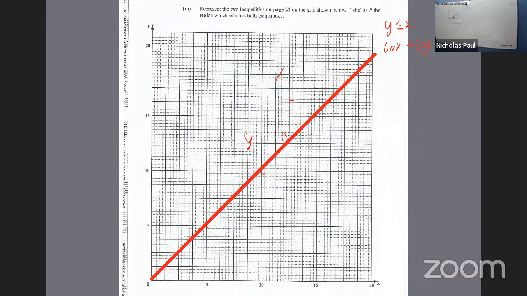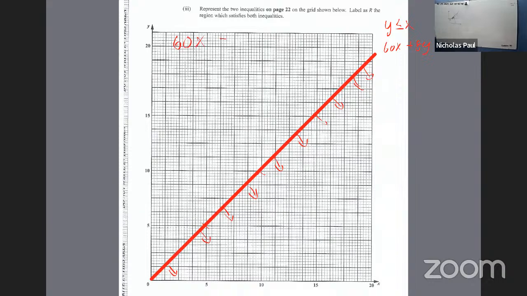Where do you shade? Above the line or below the line, Matthew? It's less than, so where is it shaded? Below the line. Right? So you shade below the line. Put your arrows below. Next one. Next inequality.